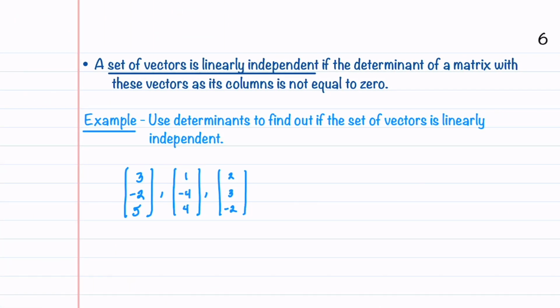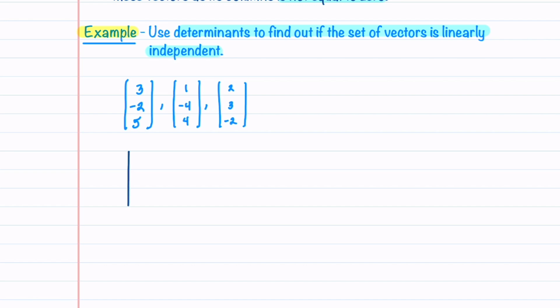Let's now learn how a determinant can be used to determine if a set of vectors is linearly independent or linearly dependent. A set of vectors is linearly independent if the determinant of a matrix with these vectors in its columns is not equal to 0. This is because when a set of vectors that is linearly independent is placed in a matrix, every column will have a pivot, and that's going to make the determinant of the matrix not equal to 0. In our example, we're going to use determinants to find out if the set of vectors is linearly independent. We'll begin by putting our vectors in a determinant.